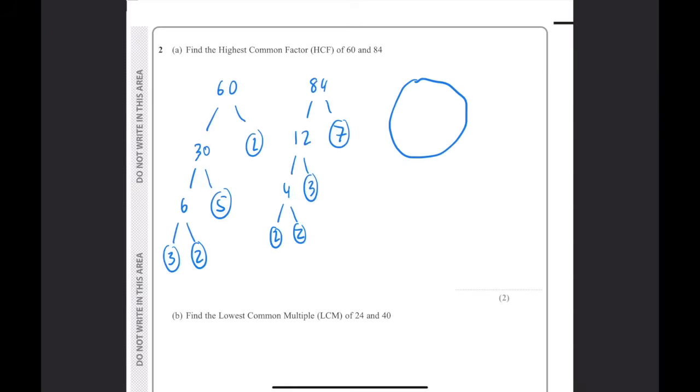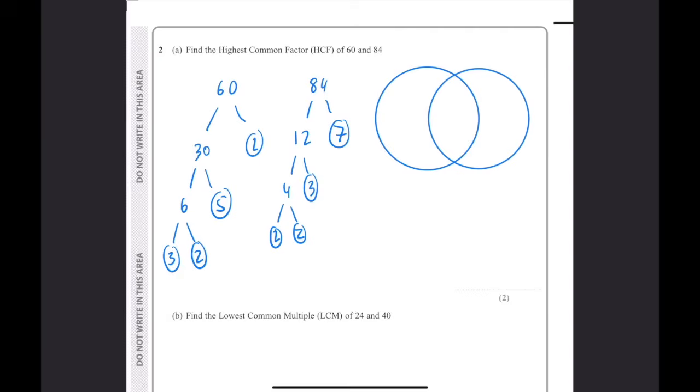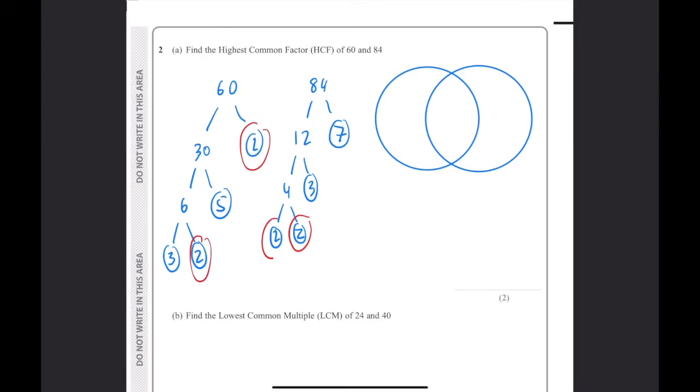Highest common factor of 60 and 84. Quickly just write out the factor trees for these, and if we do the same for 84, if we now convert this into a Venn diagram, always make sure that middle area is nice and big for these, because for HCF that is the most important part. As you can see, we have a 2 common in both, and we actually have another 2 and a 3 common in both. So we're going to put 2, 2, 3. The highest common factor is going to be 2 times 2 times 3, which is going to be 12.